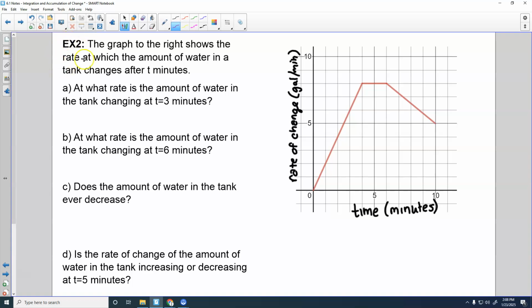All right. So for this one, we have a different context. The graph to the right shows the rate at which the amount of water in a tank changes after t minutes. At what rate is the amount of water in the tank changing at t equals 3 minutes? So what would our rate of change of the amount of water be at t equals 3?